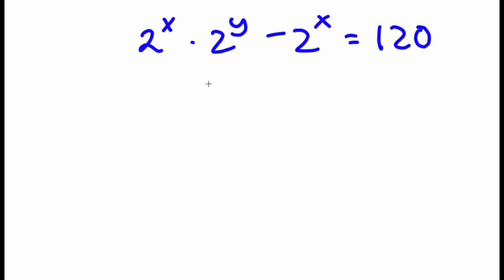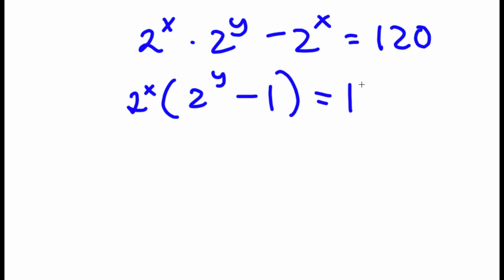Now, I'm going to go ahead and factor out 2 to the power of x from the left-hand side. So now I have 2 to the power of x times, 2 to the power of x times 2 to the power of y divided by 2 to the power of x is simply 2 to the power of y, and negative 2 to the power of x divided by 2 to the power of x is negative 1. So this is equal to 120.